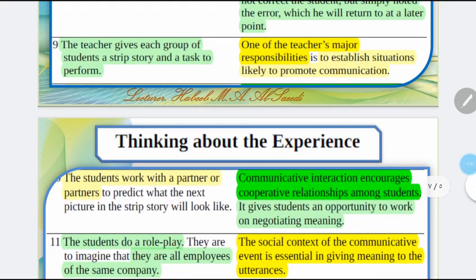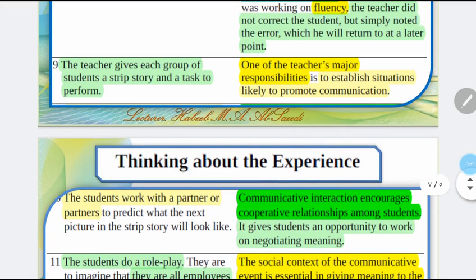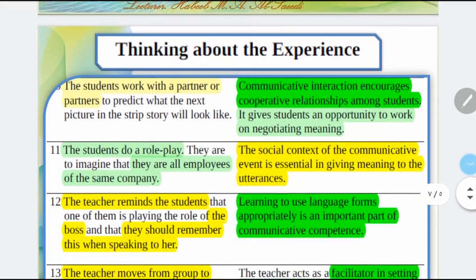The teacher gives each group of students a scripted story and a task to perform. One of the teacher's major responsibilities is to establish situations, to create activities likely to promote communication. So he creates situations or activities, and these situations will develop the students' ability in communication.